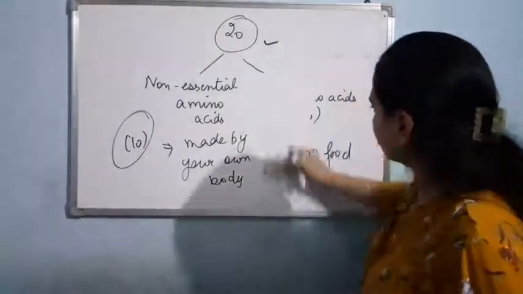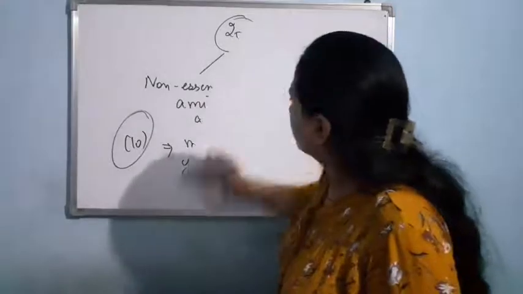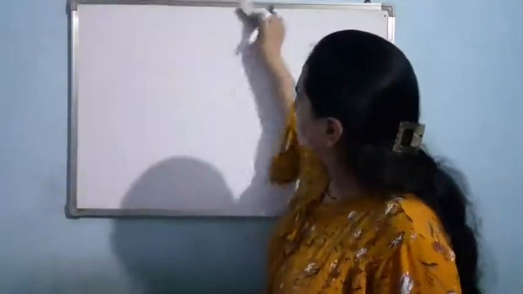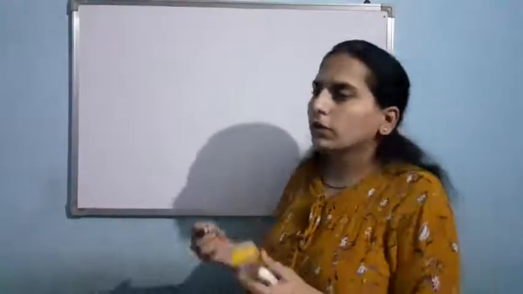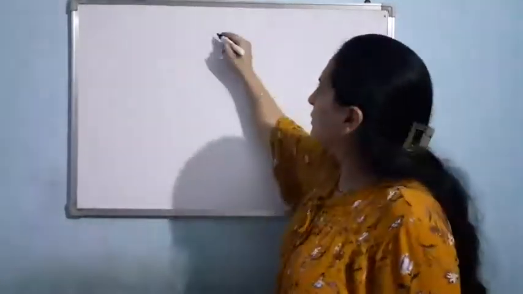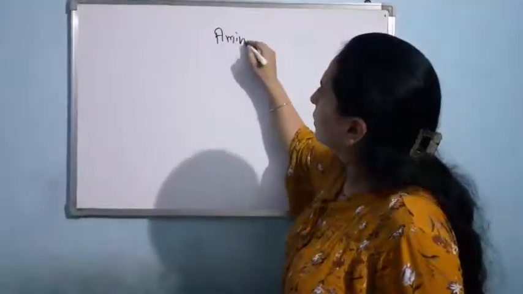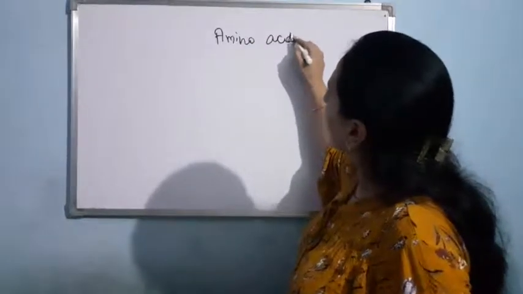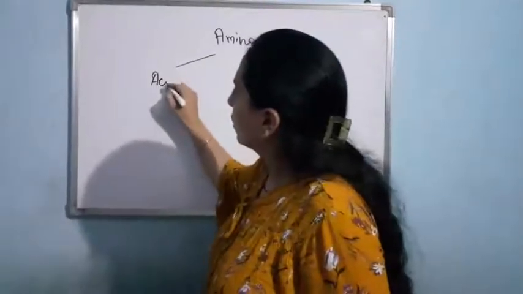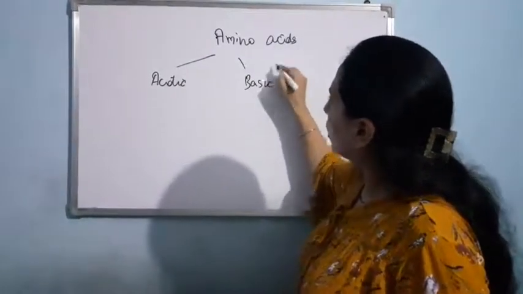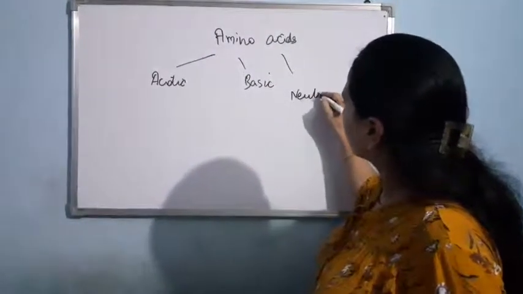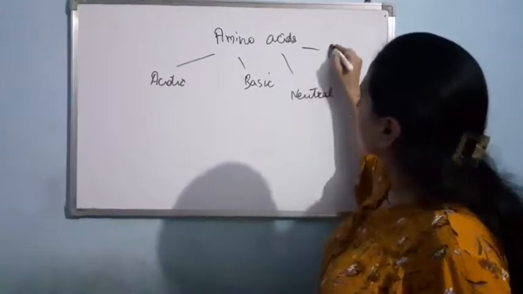Now, let us talk about a few different types of amino acid. Amino acids could be acidic or basic or neutral. They could be aromatic.